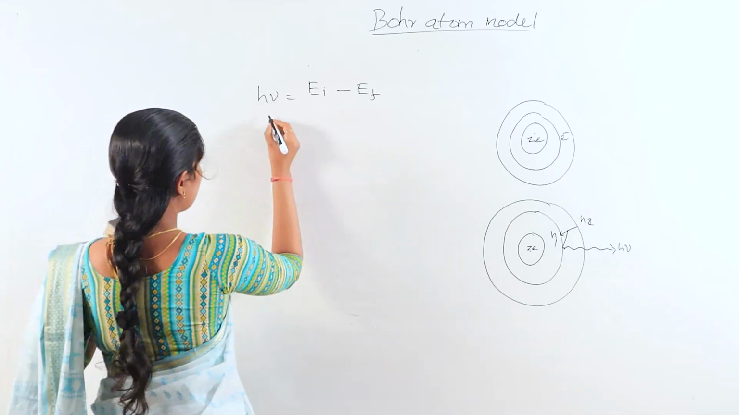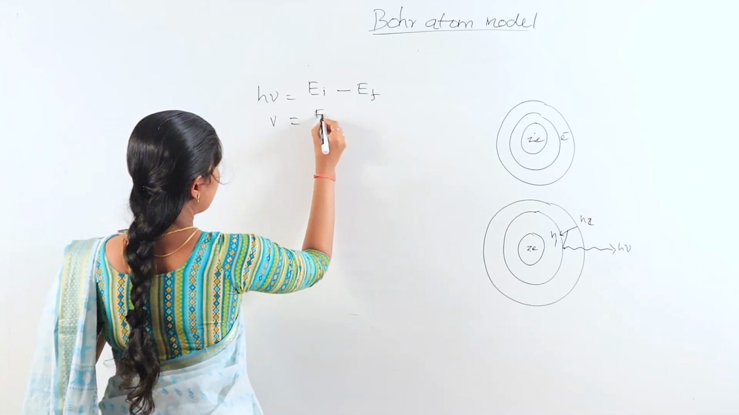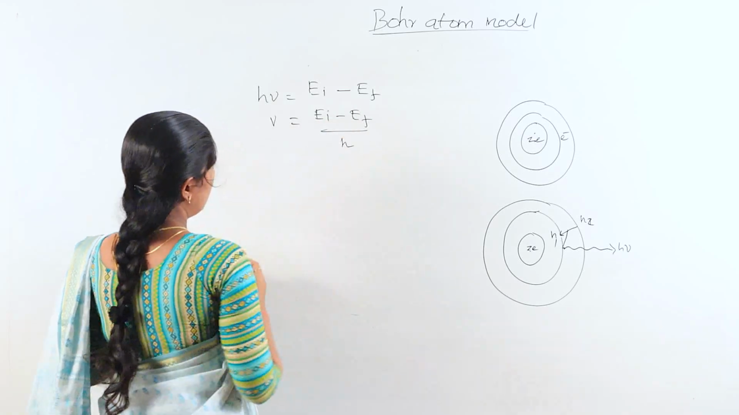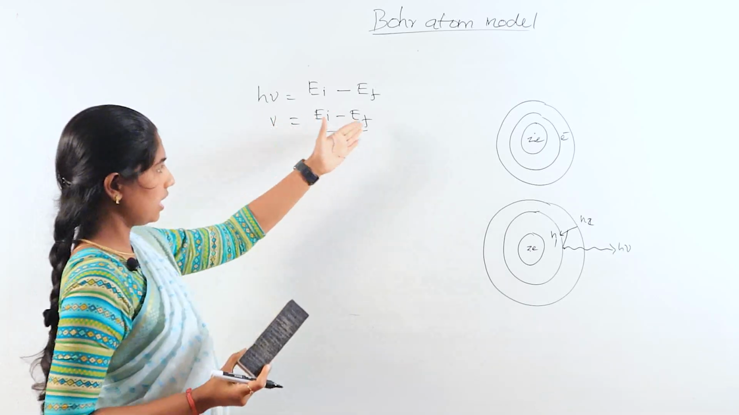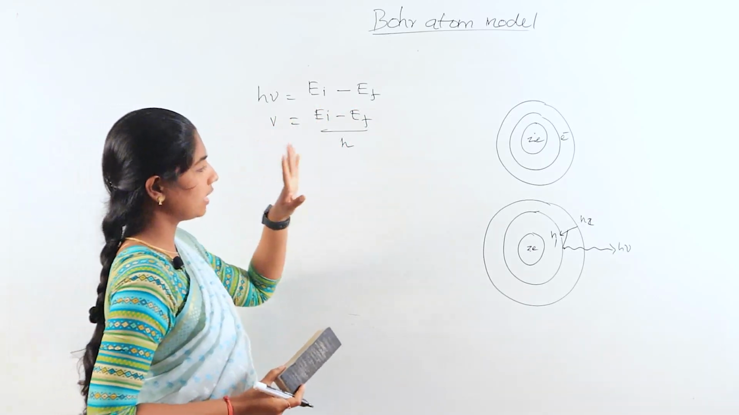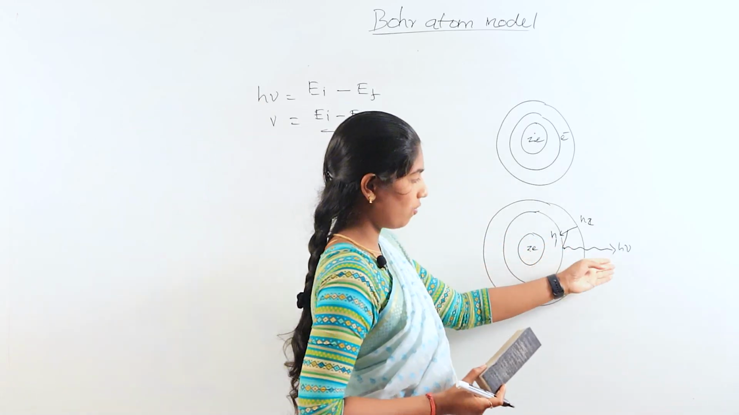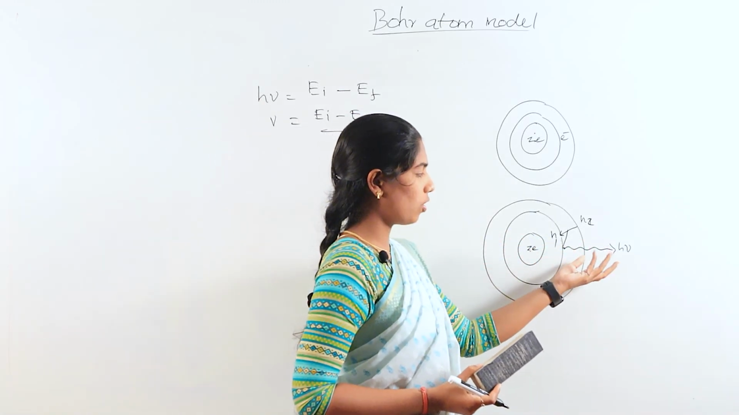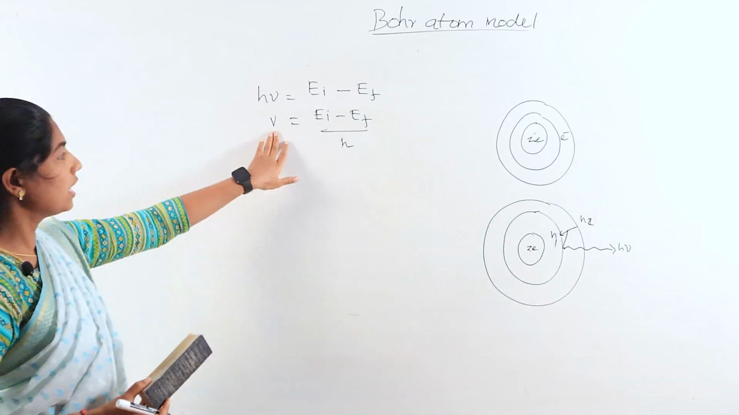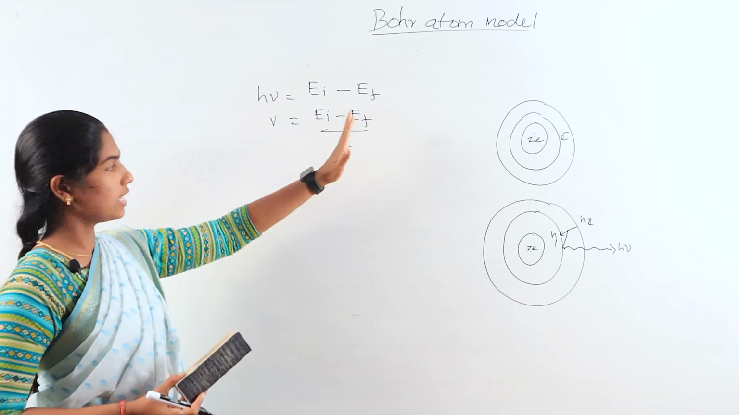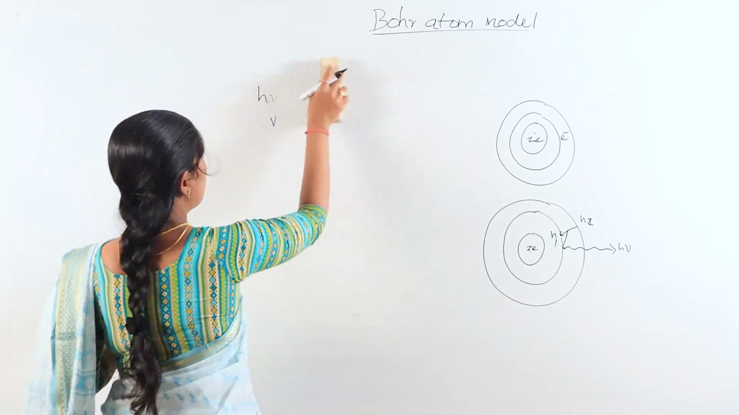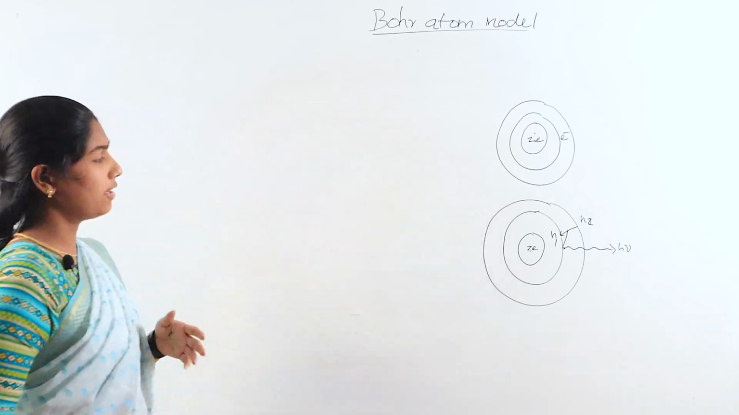From this we can write Ei minus Ef divided by h, where Ei is the initial energy, Ef is the final energy, and h is the Planck constant we already know. The radiated energy is like a waveform, and from that wave we can find the frequency nu, which is equal to Ei minus Ef divided by h. From these two postulates, we can define the formulas.